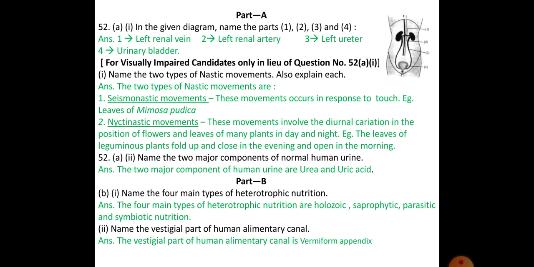Next is nyctinastic movement. This movement involves the diurnal variation in the position of flowers and leaves of many plants in day and night. For example, the leaves of leguminous plants fold up and close in the evening and open in the morning.